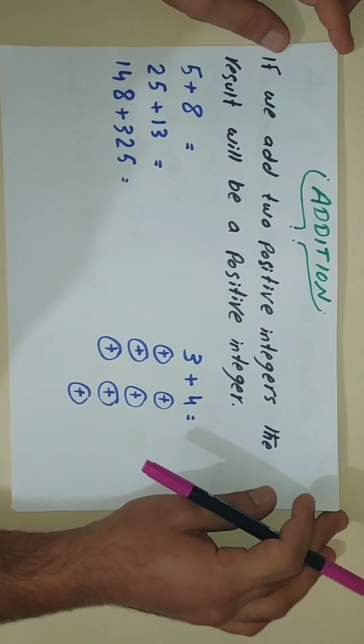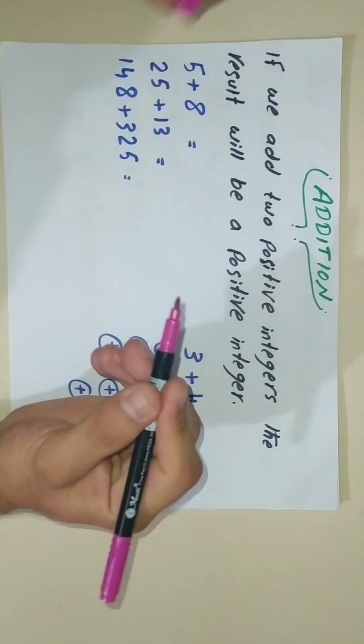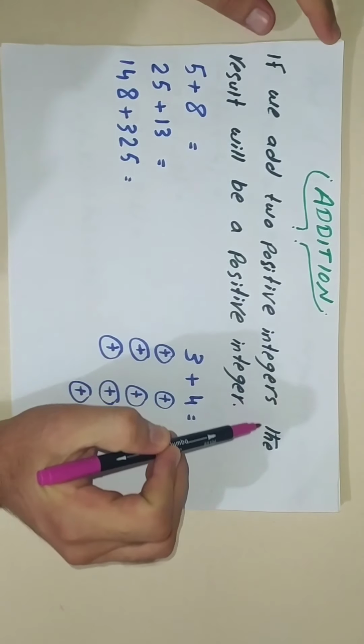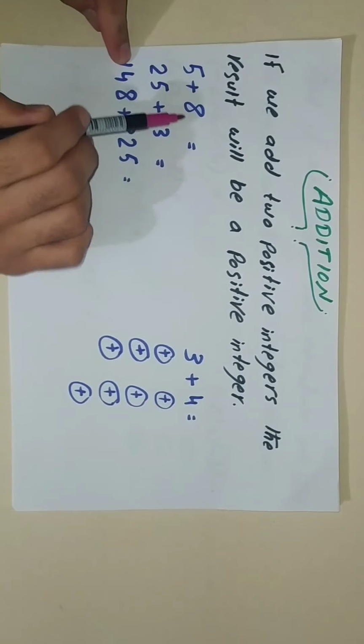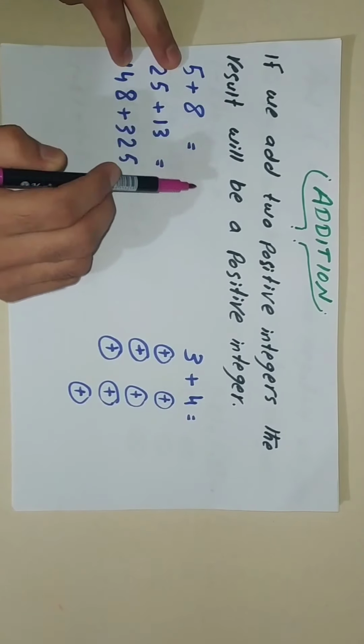First topic is addition. What is addition? If we have two positive integers, the result will be a positive integer. Both of these are integers. If we add them, the result will be a positive integer. Like 5 plus 8, it will be 13. Okay, 25 plus 13: you can add them like this, 3 plus 5 is 8, and 1 plus 2 is 3. So the answer is 38.